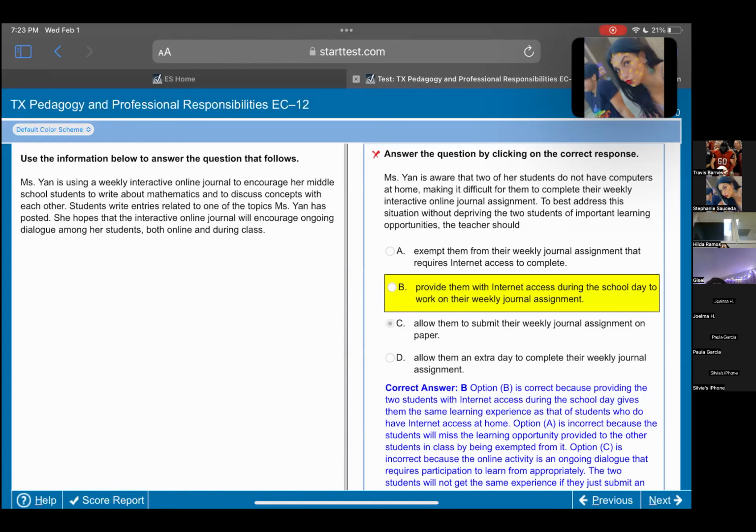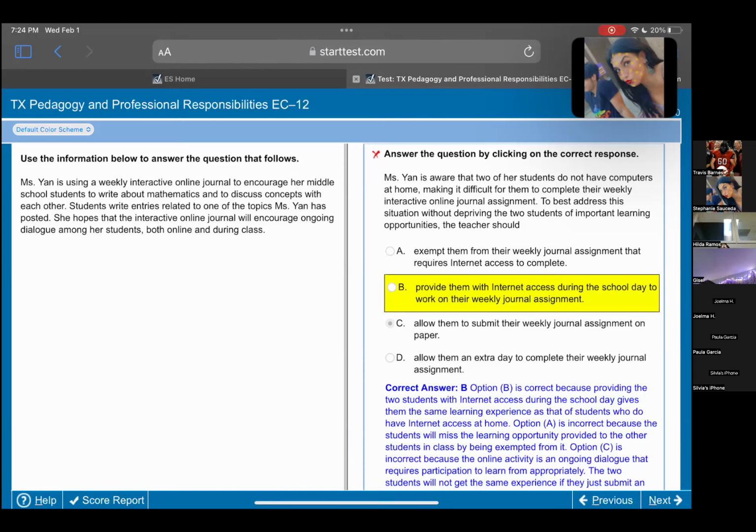But B here also gives them a little bit more, because this activity is not just about the students writing their responses or their ideas about mathematics. It's the dialogue, right? It's that interaction between the other students online. And I think that in itself makes B the better answer, because C doesn't allow for interaction. That does deprive the student of an important learning opportunity. The important learning opportunity here being deprived is interaction if they submit it with the paper. But I can see where you got tricked by that.